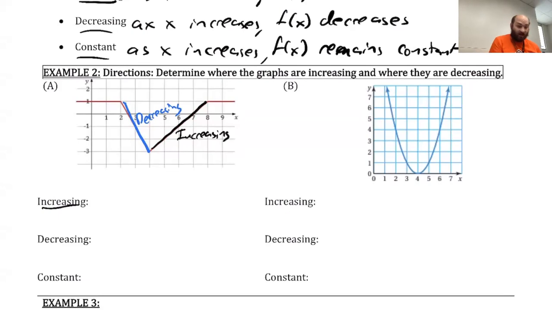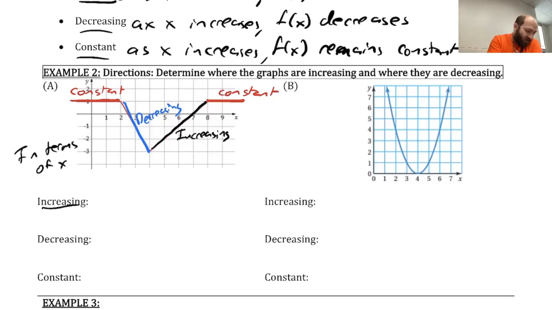And then the last one was constant. It actually does it twice. It does it here and here. So both of these are constant intervals. Horizontal lines are what create constant. So I'm going to label these in terms of x. When we label our increasing, decreasing, or constant intervals, it's always in terms of x.